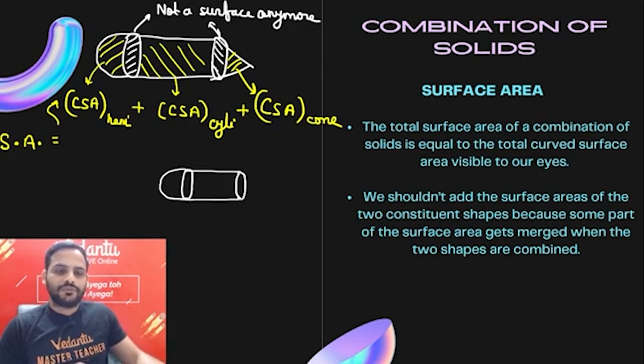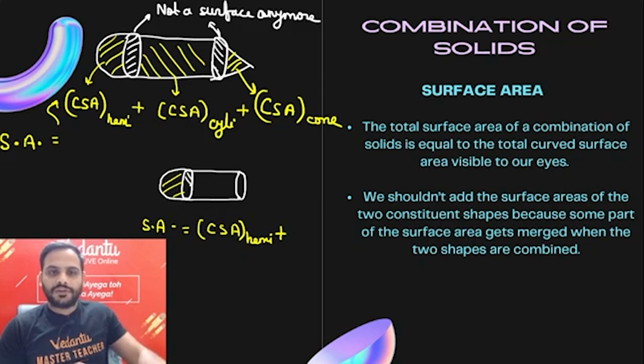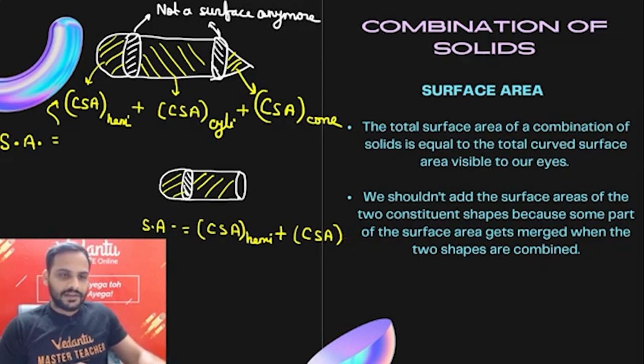And now if I ask you what will be the surface area of the solid, first thing, guys, we will add the CSA of the hemisphere, plus we know that this is not a surface anymore. All right. Then the next thing we have is the CSA of the cylinder.